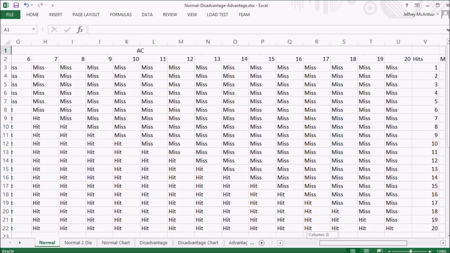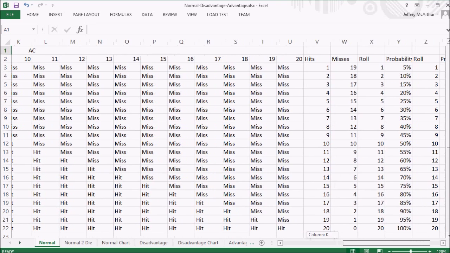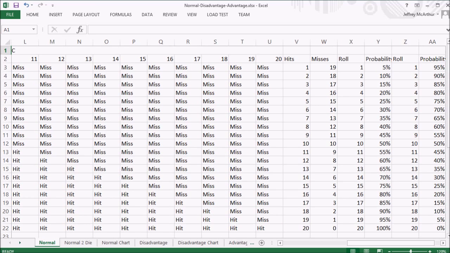Then I added a couple more columns. This column counts up how many times it hit, and this counts up how many times it missed. And this just replicates the roll column. So basically you take the number of hits and divide it by the total, which is 20. If I roll a 1, I only get a 5% chance of hitting the armor class.